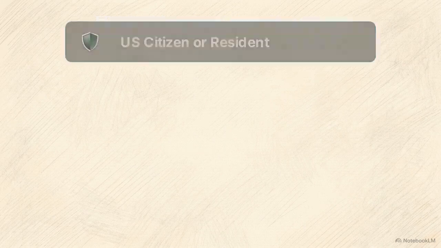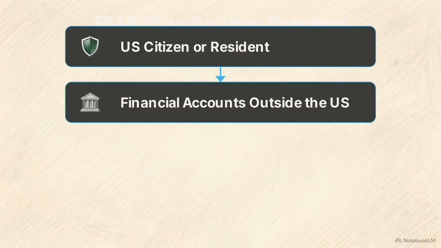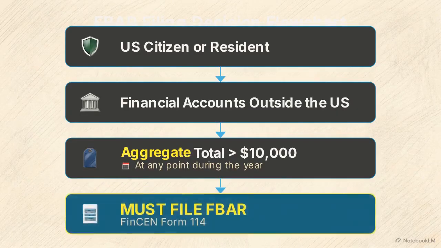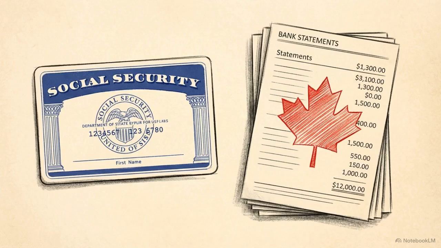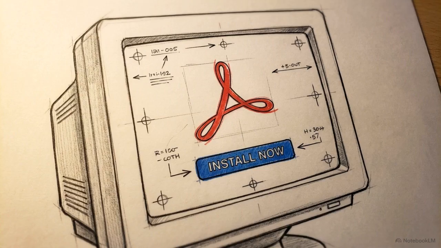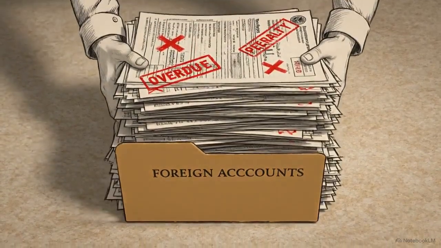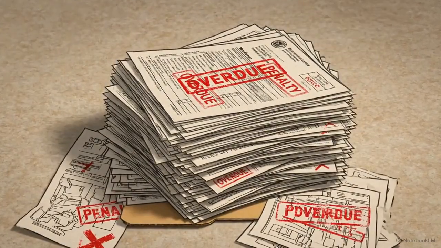You must file if you meet 3 conditions. You are a U.S. citizen or resident, you have financial accounts outside the U.S., and the combined total of all those foreign accounts exceeded $10,000 at any point during the calendar year. Before we begin the filing process, gather your Social Security number and your 2025 Canadian bank statements. You will also need to install the free version of Adobe Acrobat Reader on your computer. The U.S. government simply wants to know your foreign accounts exist. Failing to report them turns a 30-minute administrative task into a massive financial liability.